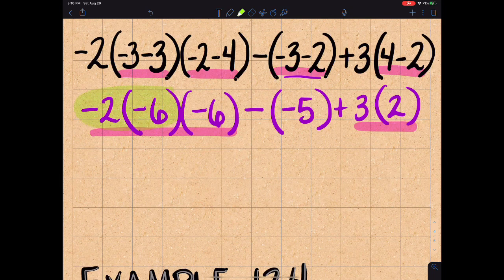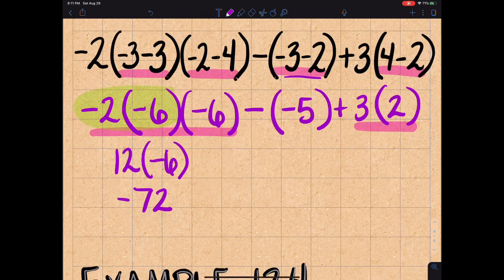Okay, so negative 2 times negative 6 is going to be a positive 12. So I'm going to put a 12 here. 12 times negative 6 is going to be 72, and it's going to be negative. Okay, so negative 72. So this all simplified down to that. Now I'm going to bring down that subtraction sign, minus negative 5.